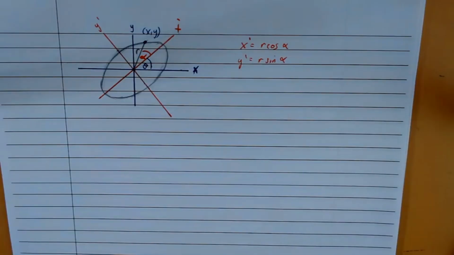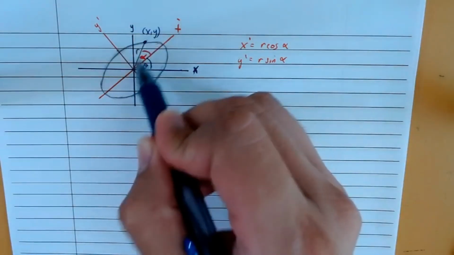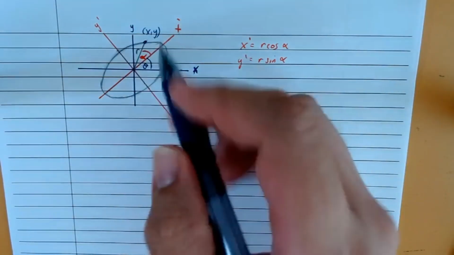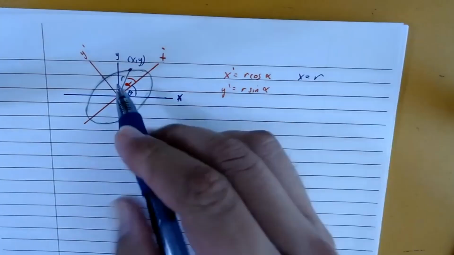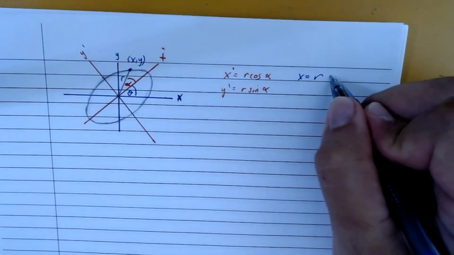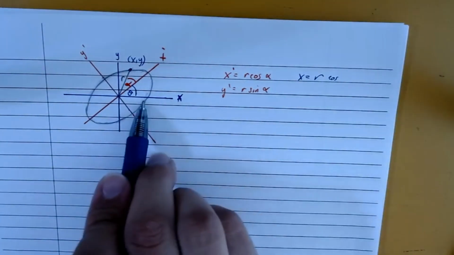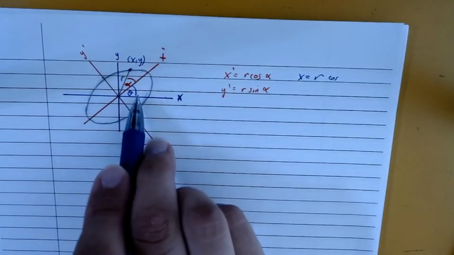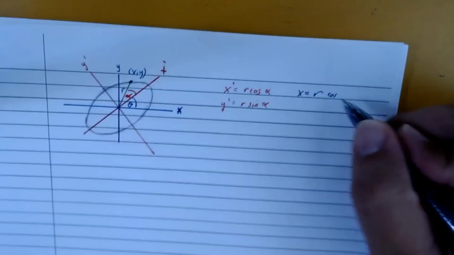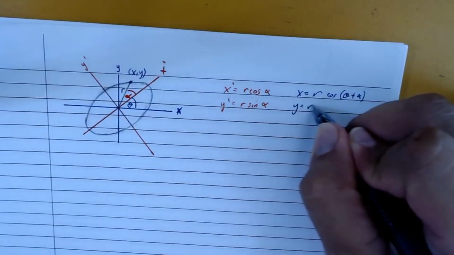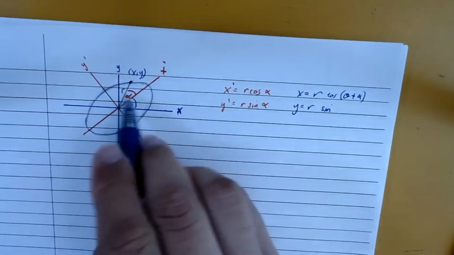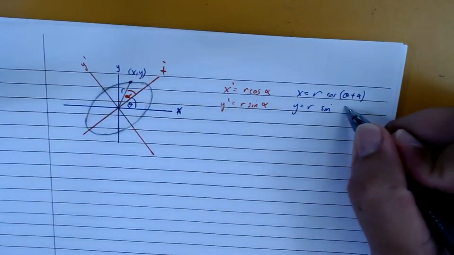And then we can do the same thing for this point relative to the original xy plane, by saying, okay, x is equal to r, that distance, times the cosine of the angle that it takes to get you from x up to that point. Okay, well, that's theta plus alpha. Okay, so theta plus alpha. And then y is equal to r times the sine of that angle, which again, theta plus alpha.